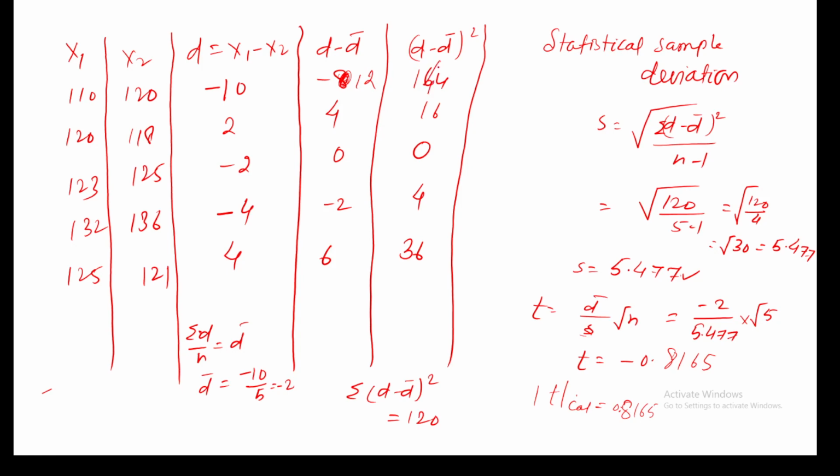It will become 144. In that case, the D minus D bar summation will be 440 as per my calculation. 440 summation. Okay, 144. I'm not sure, you can check. 144 plus 16 plus 4 plus 56, it's coming 200.